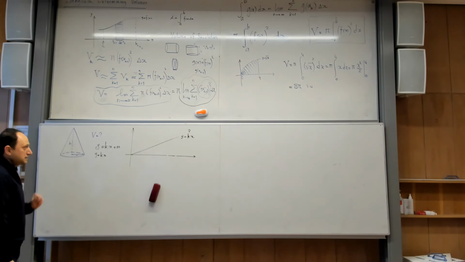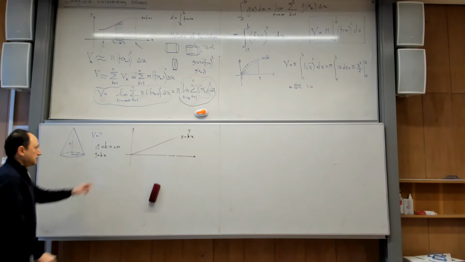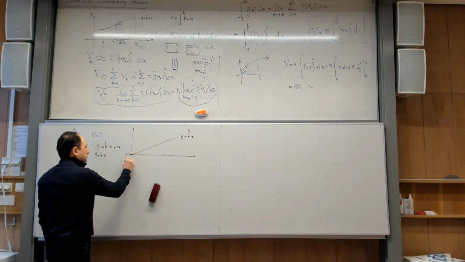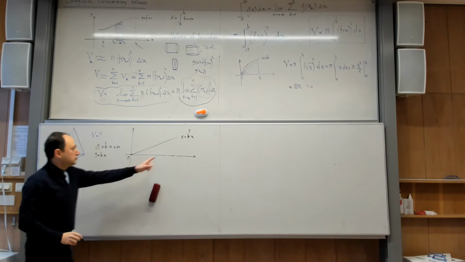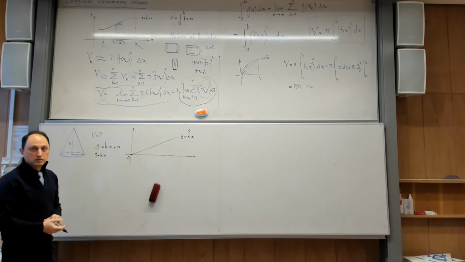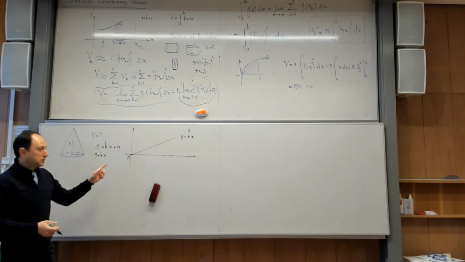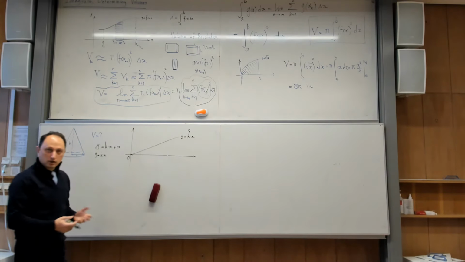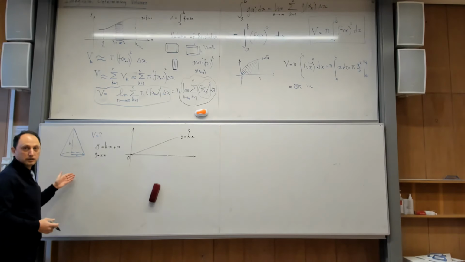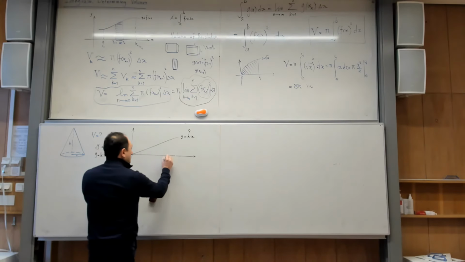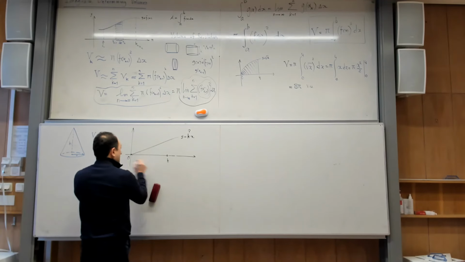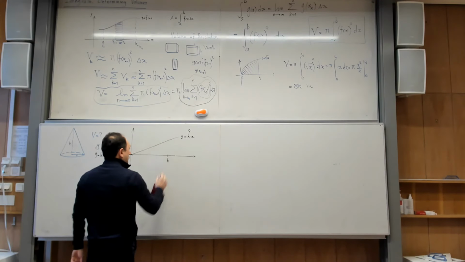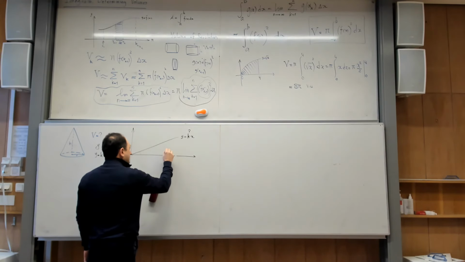Okay, let me ask the simpler question first. I go from 0 for generating this cone up to which point on the x-axis? That is clear. Up to which point? H. Yes, that's clear because that will play the role of height. So this is my h, from 0 to h. And then I want to have this equal to what?